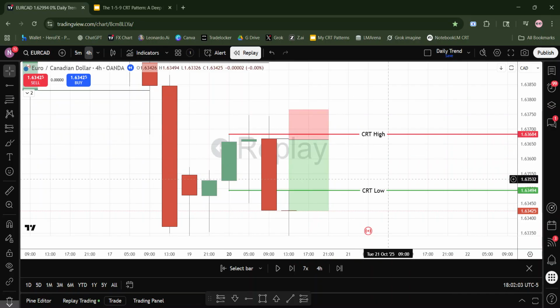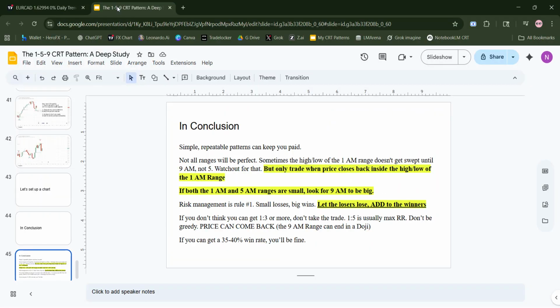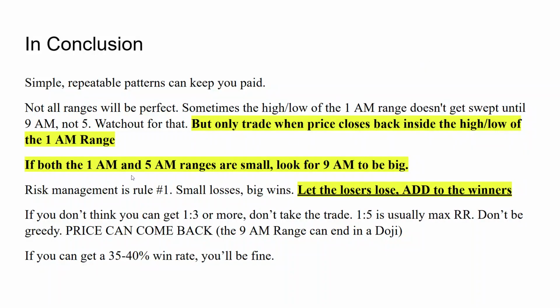I watch all the majors and all the crosses. I prefer larger ADR pairs, but you never know. It's okay to have standards. Make the market earn your money. Don't just go throwing money at it, because it'll gladly take it if you do that. Make it a condition that it has to show you what you want to see before you press the button. I like 1 to 5 as usually my max risk to reward. And don't be greedy, because price can come back and the 9 a.m. range can end in a doji. If you can get a 30 to 45% win rate, you will be fine.